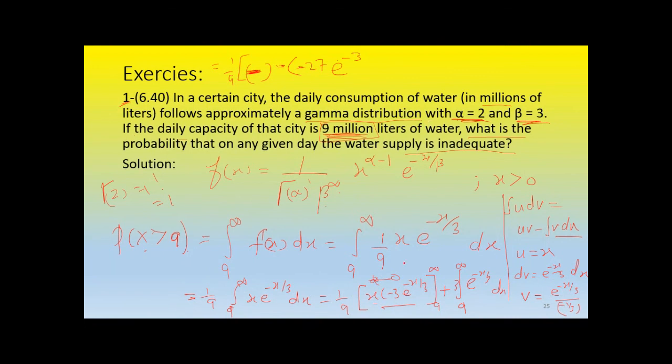That is for this uv is done. And the upper limit and lower limit is done. Minus or plus 3. Integration of this term will be again e raised to minus x over 3 over minus 1 by 3. The limit will be from 9 to infinity. And this negative 1 by 3 will be inverted and joined, minus 9.